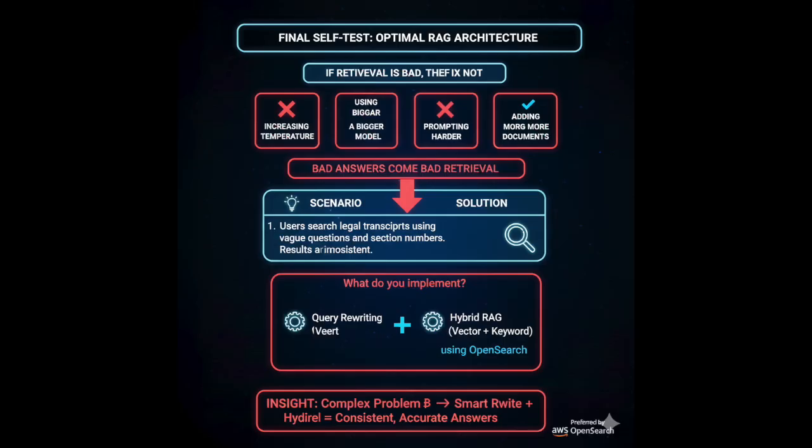And here's your final self-test. Users search legal transcripts using vague questions and section numbers. Results are inconsistent. What do you implement? Query rewriting plus hybrid RAG using OpenSearch. That's day 11 mastered.